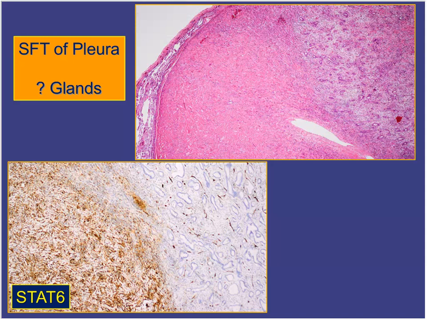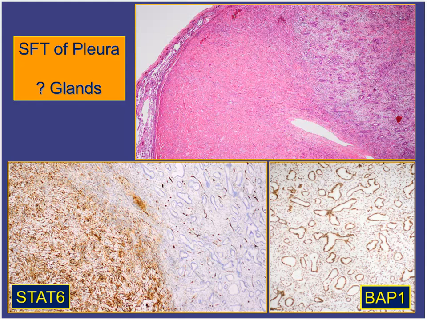Then to see whether these are mesothelial or not, calretinin was positive in these, but BAP1 positivity universally in all these glands showed me that this is really a reactive process and not a neoplastic process. And as you can see, every cell is positive, including the stromal cells.